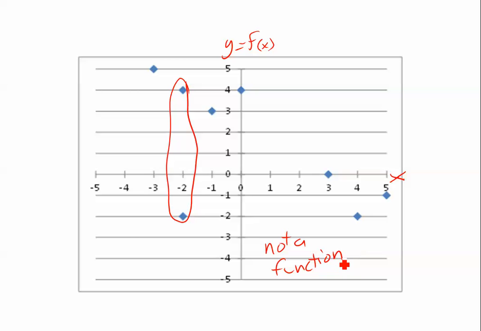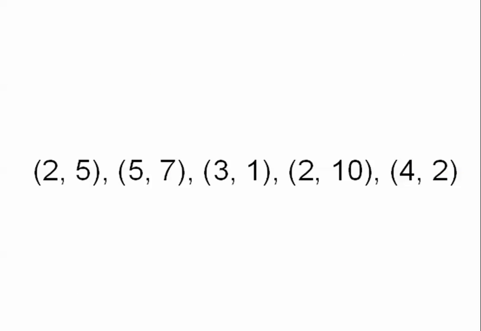It is not a function because for one of the inputs, there is more than one output. All right, so let's look at another example. Here we've got a list of points. Now, points are always listed as x, comma, y. And again, that y can be f of x.